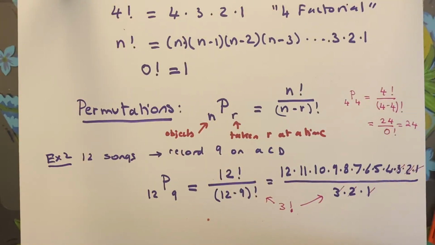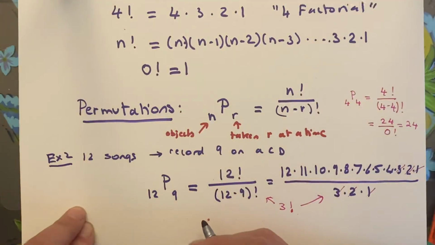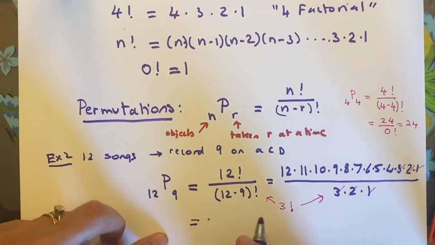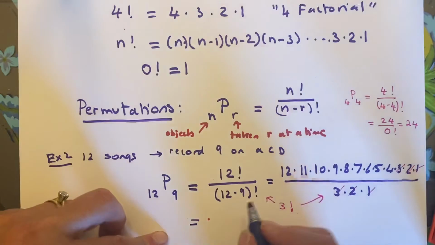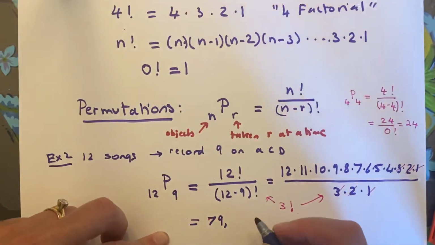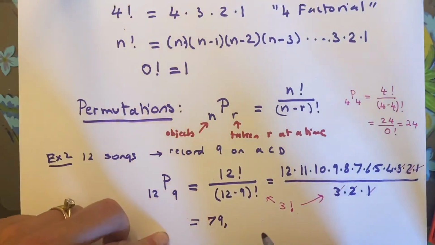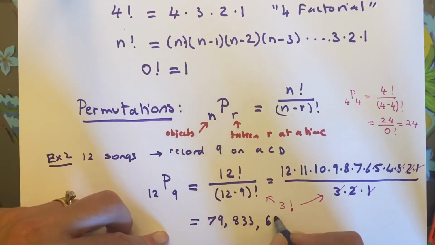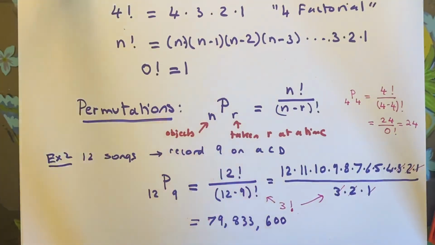And when you do the calculation, it is always staggering how high the number is. The permutations, the number of ways you can arrange those 12 songs if you pick 9 at a time, is 1,833,600. Permutations get big very, very fast.